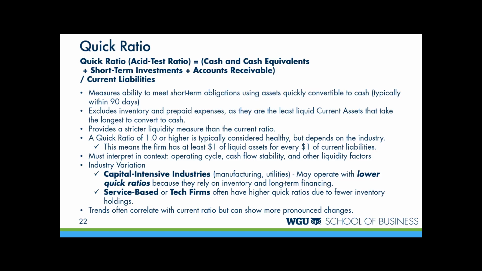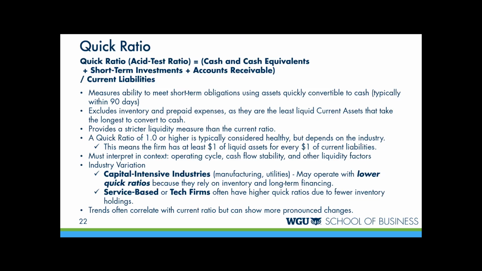Well, for this course, we're looking at a very specific form for this formula. We're only looking at the most liquid assets to calculate this quick ratio. And that means we're going to add up the cash and cash equivalents, the short-term investments, and the accounts receivable. And we're taking only that total and dividing it by current liabilities. So it's going to truly measure our ability to meet short-term obligations using assets that convert to cash quickly, and that is within 90 days.